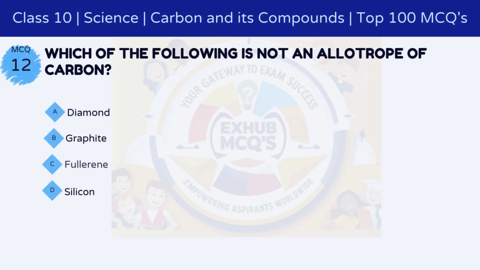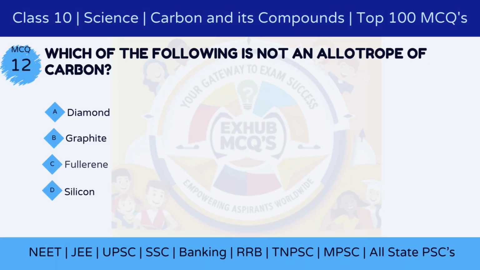MCQ 12. Which of the following is not an allotrope of carbon? Option A, diamond. Option B, graphite. Option C, fullerene. Option D, silicon.